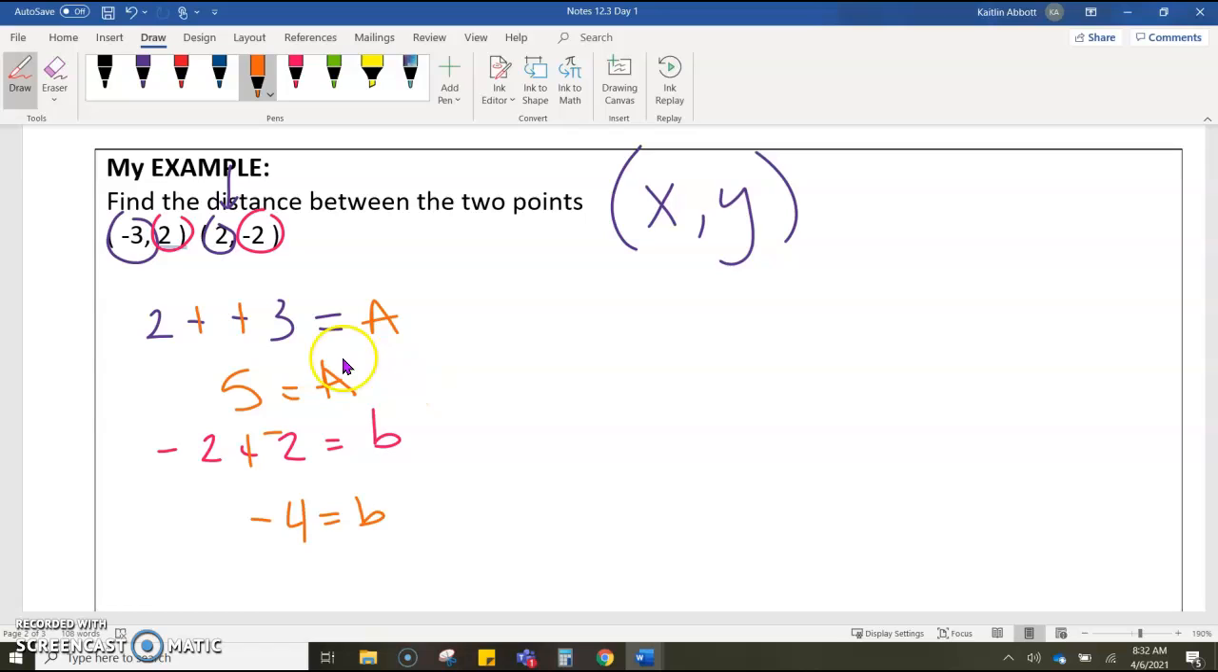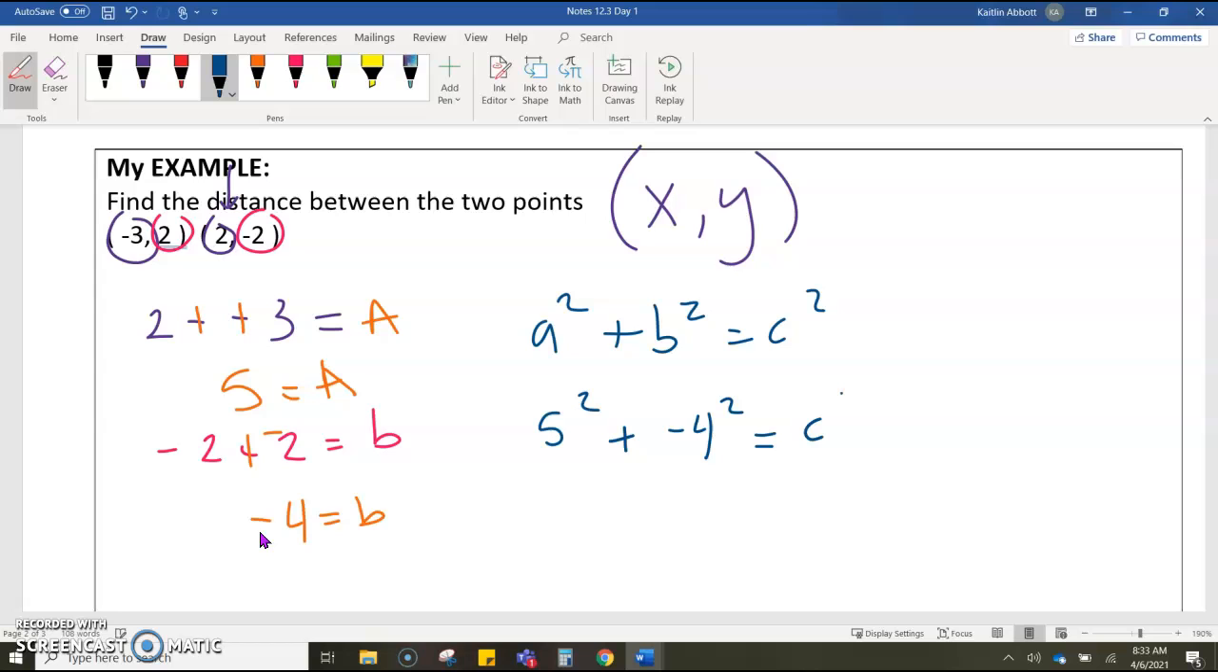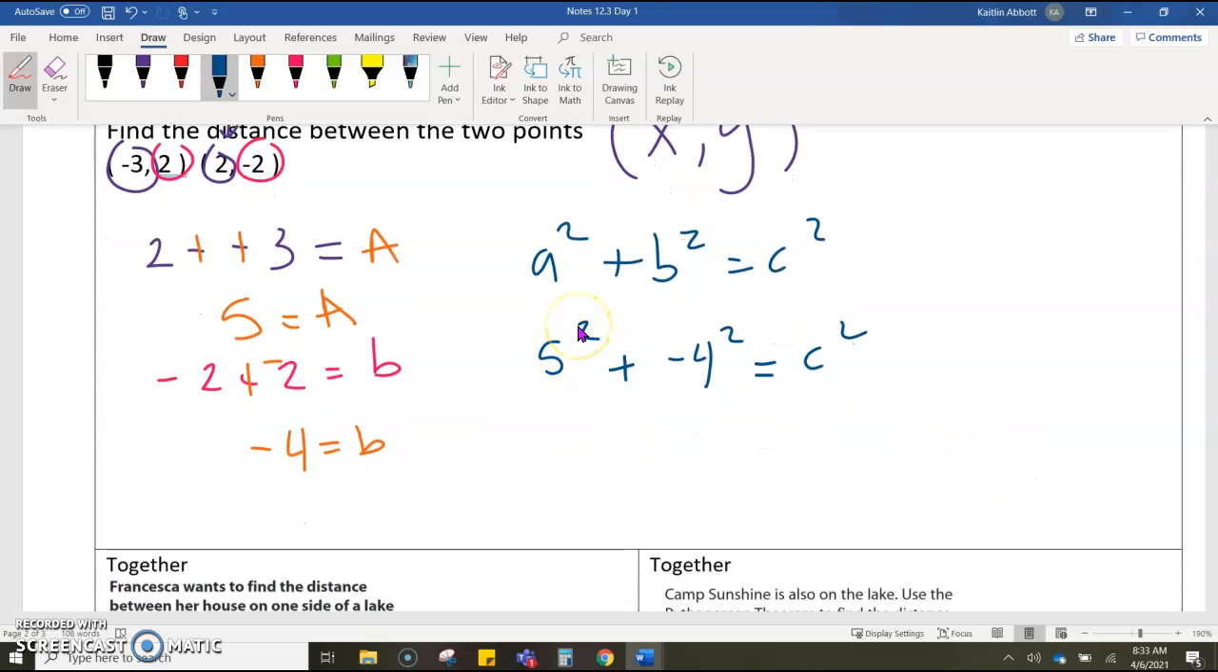All right, now we're just going to put these into our Pythagorean theorem, remember? So we got a squared plus b squared equals c squared. So I'm going to plug in a, which is 5. So 5 squared plus b, which is -4, -4 squared equals c squared. And now we're going to solve for c like we did before break. So 5 times 5, 25, plus -4 times -4 gives you 16 equals c squared.